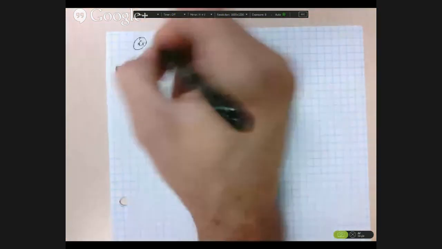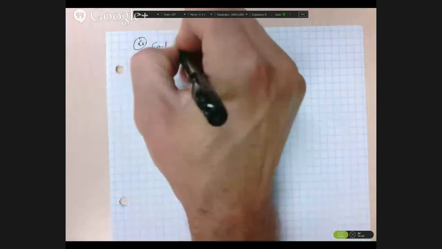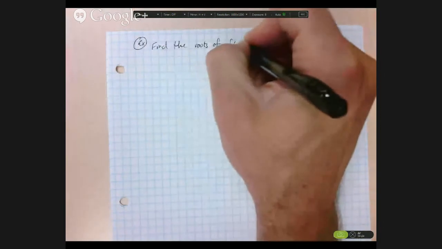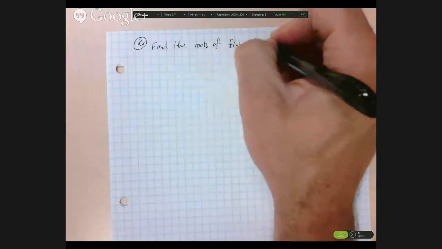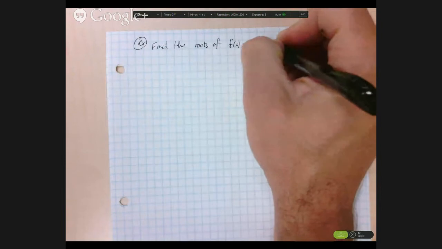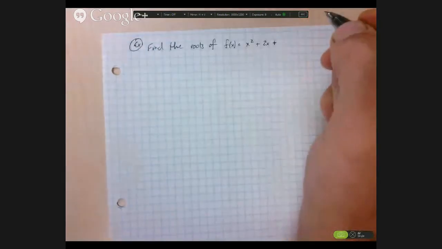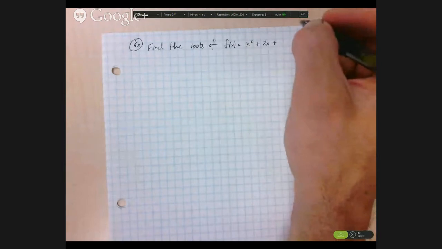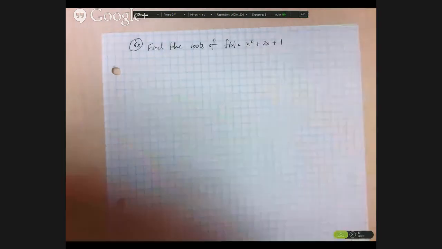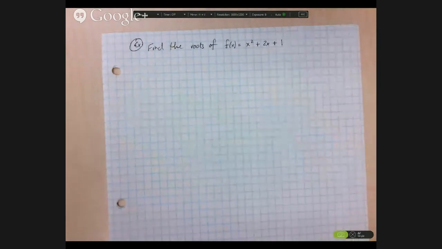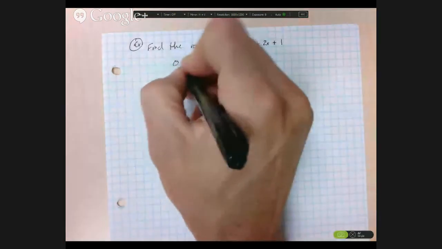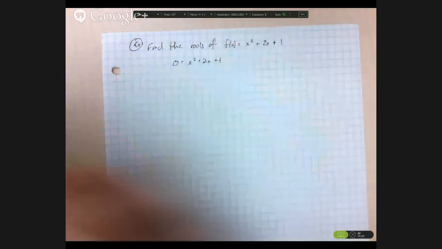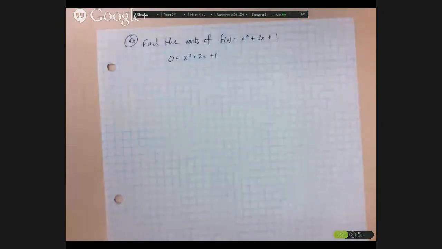Okay, I have a few examples for you. Find the roots of x squared plus 2x. To do that, we have to set it equal to 0. Yes, I want you to write that down.